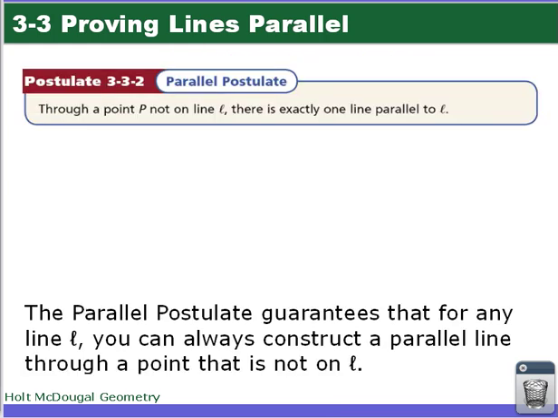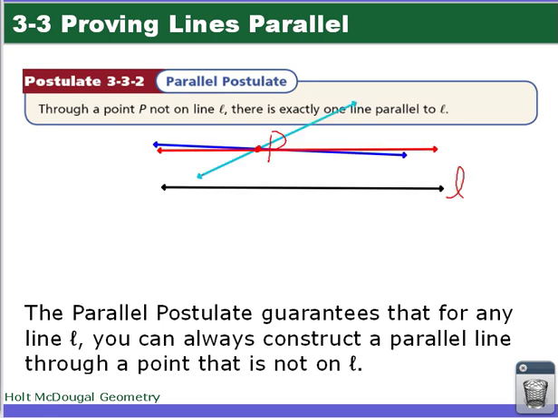Now we have the parallel postulate. The postulate states that through a point P not on line L, there's exactly one line parallel to L. So as you can see here, we have point P. We drew in a light blue line here and a dark blue line. We could draw in any number of lines, but there's only one line, which would be the red line here, going through point P, which would be parallel to line L. And that's what the postulate's telling us. There's only one line going through a point parallel to another line.